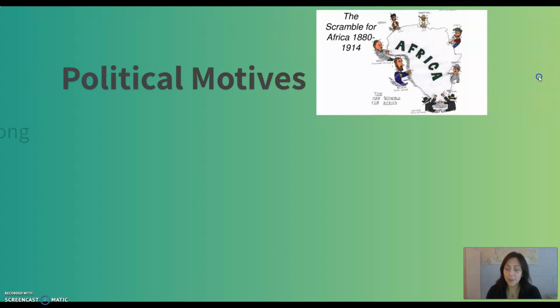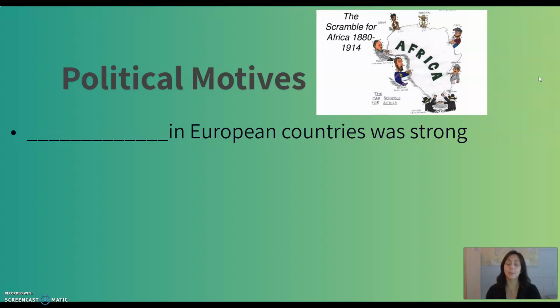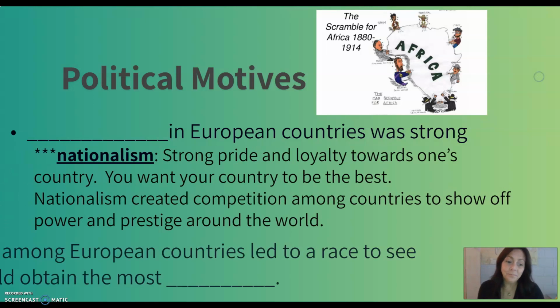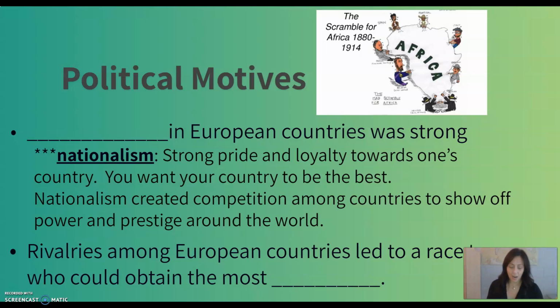You also have political reasons for imperialism, or motivations. It's good to feel pride in your country and have patriotism, but extreme patriotism is called nationalism. And nationalism was strong in European countries at the time. So this is pride and loyalty toward your country beyond an acceptable level.